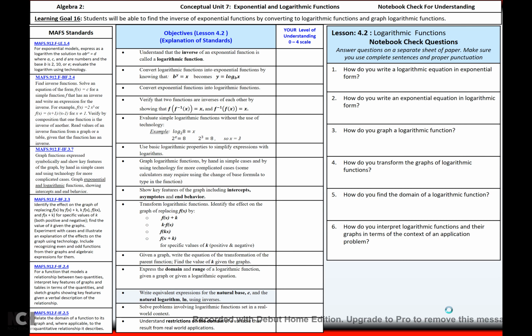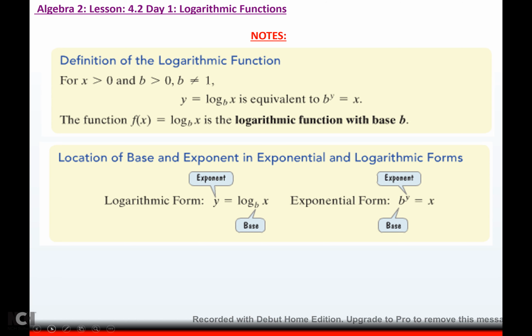Today we are going to be talking about logarithmic functions again. It says the definition of a logarithmic function. For x greater than 0 and b greater than 0 and b cannot be 1, then y equals log base b of x is equivalent to b to the y equals x. Okay, this is the ghost story I told you about when we were reviewing for your QB2, since this stuff wasn't supposed to be on them.